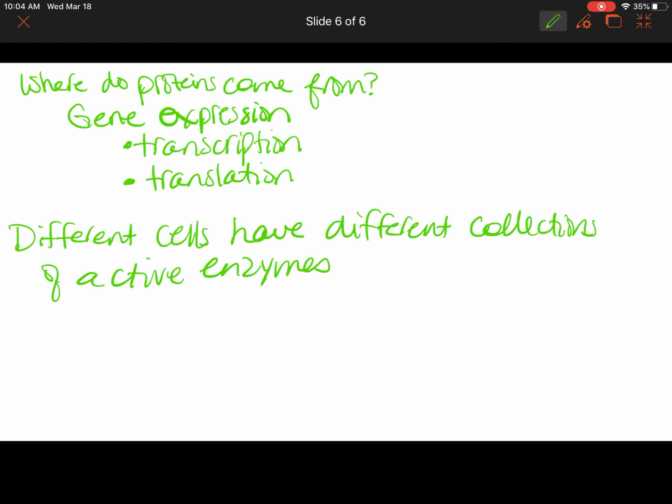So it's not that there's one gene for melanin. Melanin is not a gene product. The enzymes that create melanin through chemical reactions are the gene products. Melanin is the final product of that biochemical pathway. I hope that makes sense.